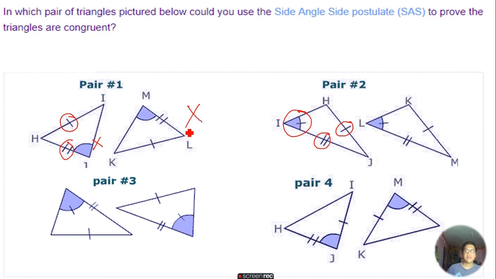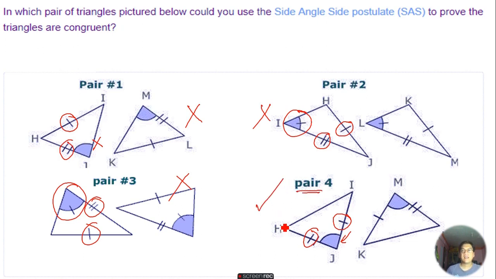So pair number 1 is not, pair number 2 is not, pair number 3, let's see. Side, oh, the angle is not included, so not. Next, pair number 4. This is a side, this is another side, and the angle is in between. Alright, very good. So, pair number 4 illustrates the side angle side postulate, or the SAS. So we only have here pair number 4.